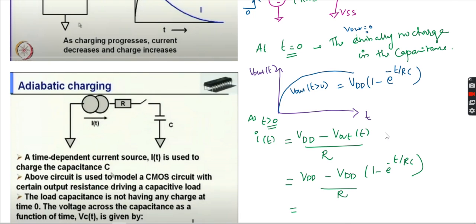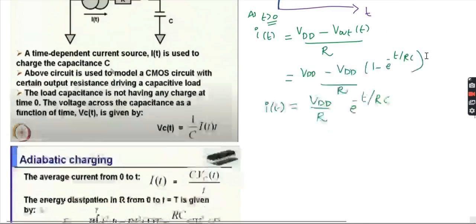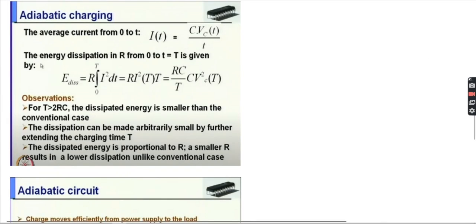Now we can simplify this. When you simplify this, what will we get? We'll get VDD by R into e to the power minus t by RC. This is nothing but your I of t. So we can say how the graph will be now. The I of t graph. So let me put a graph. This will be your t. This will be your I of t.